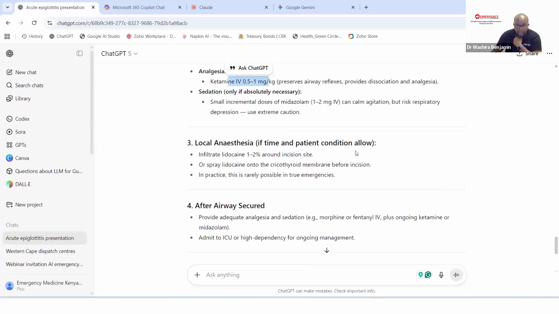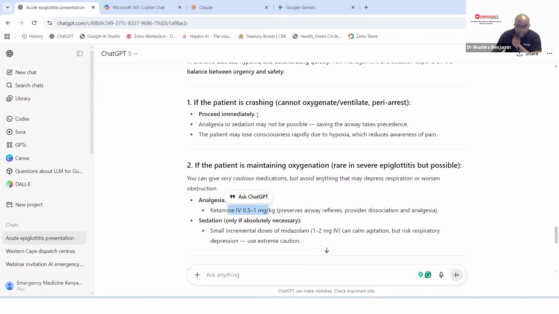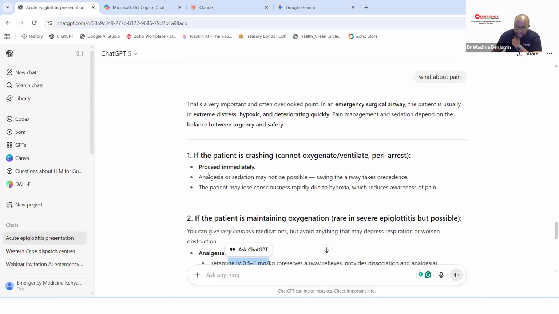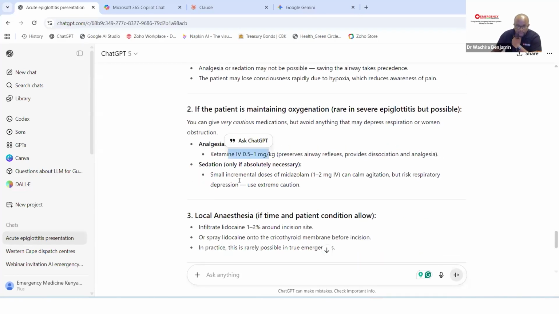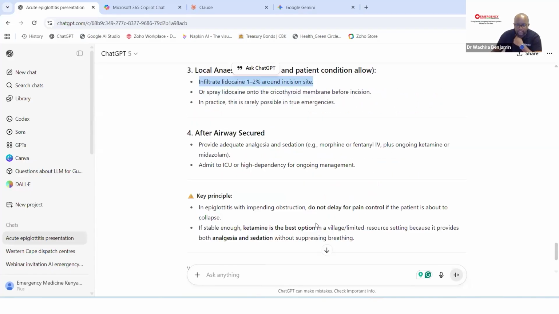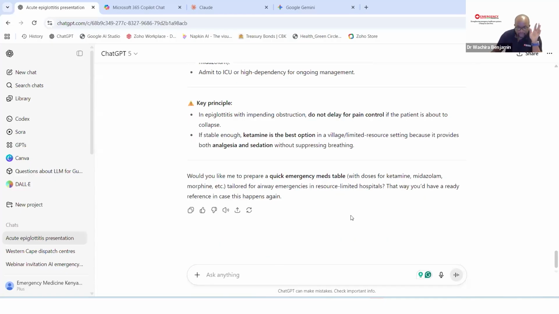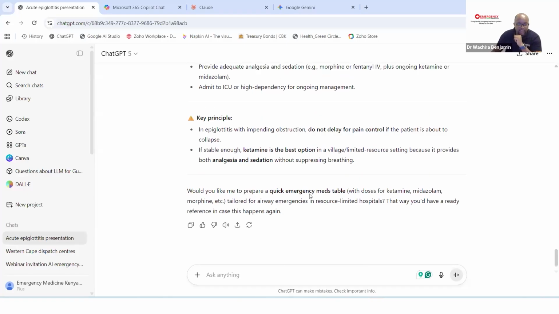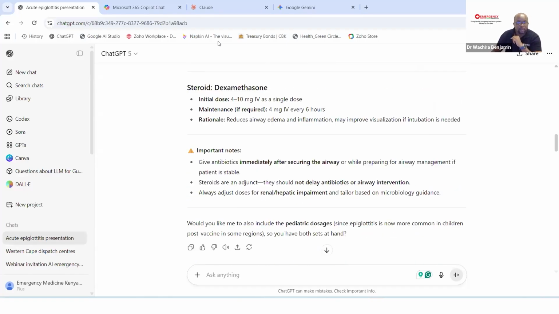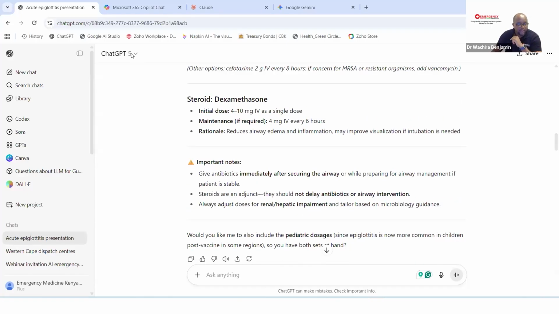Local anesthesia, if time allows: infiltrate around the incision site or spread, locate the thyroid membrane for incision. So when you treat emergencies, yes, of course, if the patient is crashing, you're just going straight in. I can probably give a bit of ketamine and a bit of infiltration of lignocaine around the incision site, but do not delay for pain control. Okay, so this is also a bit concerning, but if a patient is crashing, I probably just need to go through with the patient down.